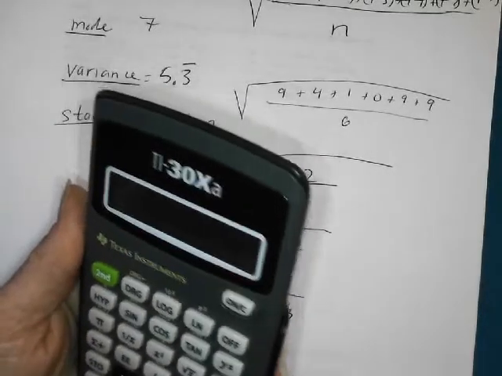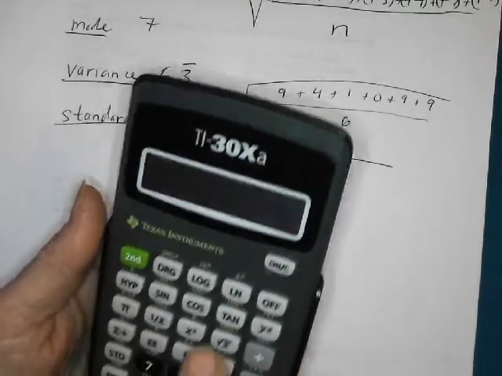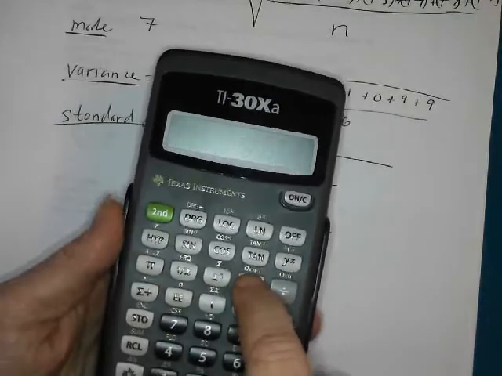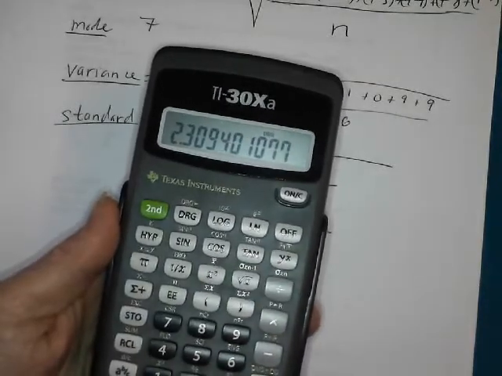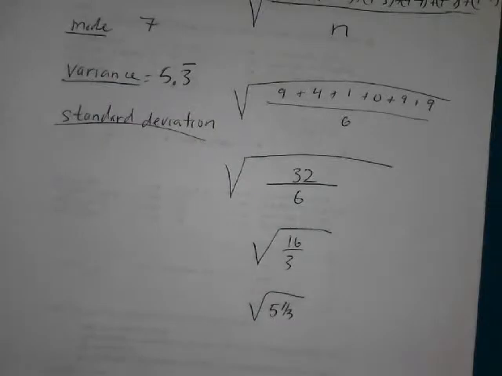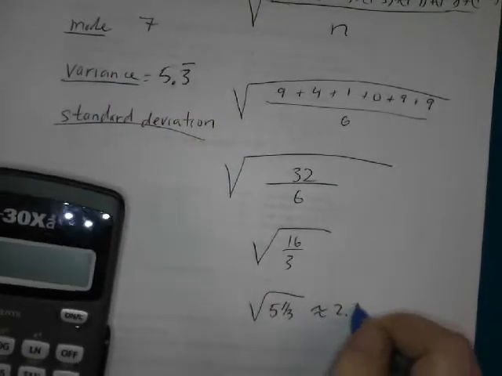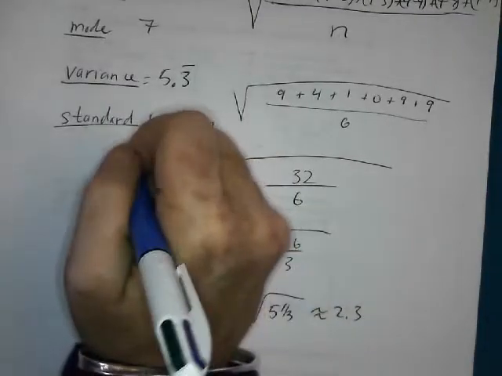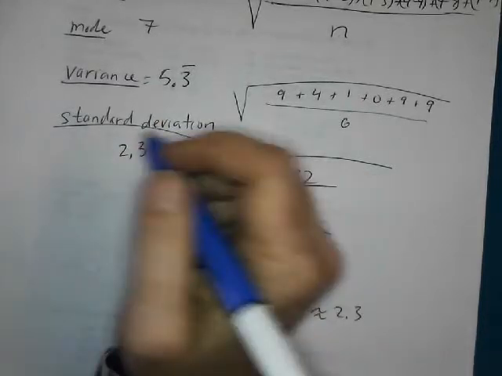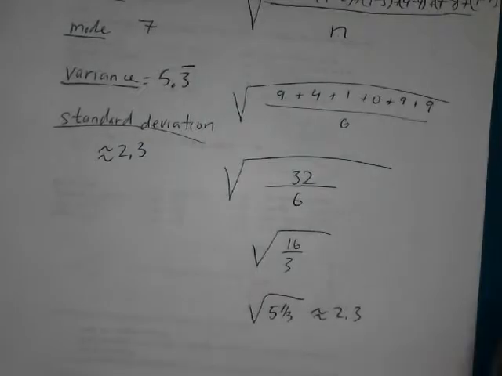Where's the square root button? Right here. And that's like 2.3-ish. So that gives me standard deviation is 2.3. And let's see if that's how that's number 10. Okay?